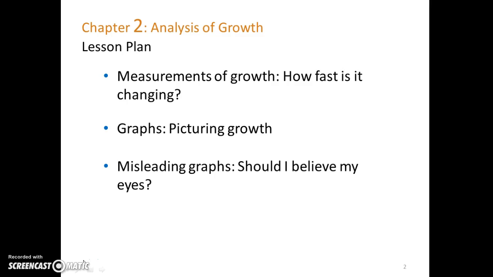In Part 2, we'll talk about graphs. Graphs will help us picture growth. In Part 3, we'll talk about misleading graphs. Should I believe my eyes?